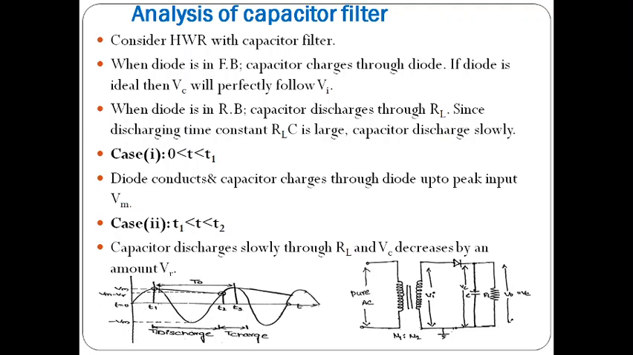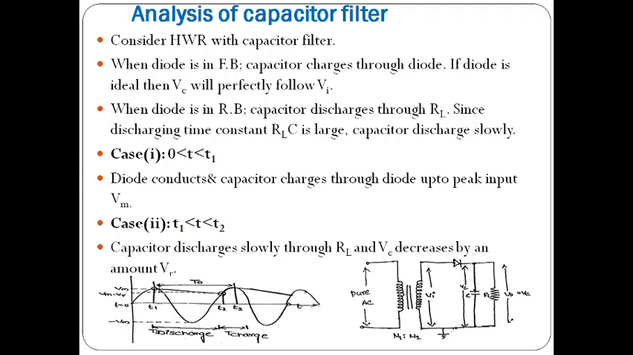Again, next case, from T2 to T3, my diode is in conduction. Again, the capacitor is charging from Vm minus Vr up to the maximum value Vm. Again, it moves from Vm to Vm minus Vr. Again it is charging from Vm minus Vr to Vm. Again it is moving from Vm to Vm minus Vr.